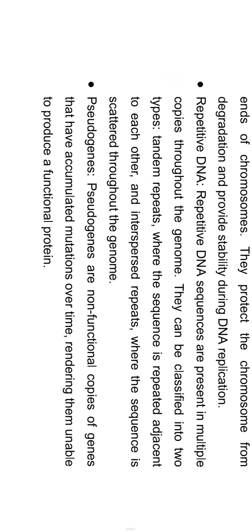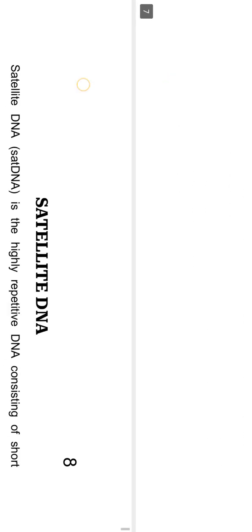Then repetitive DNA sequences are present in multiple copies throughout the genome. They can be classified into two types: tandem repeats, where the sequence is repeated adjacent to each other, and interspersed repeats, where the sequence is scattered throughout the genome. Pseudogenes are non-functional copies of genes that have accumulated mutations over time, rendering them unable to produce a functional protein.